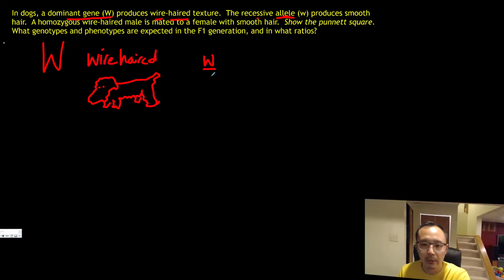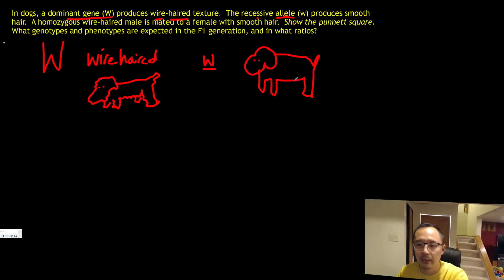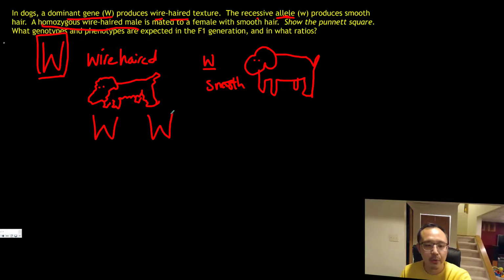I always underline my lowercase just so I know, because w's can get very confusing. It produces a smooth hair dog. So here's my smooth hair dog. There's no fuzziness, it's just a smooth hair kind of dog. So this is my smooth. So then what's my information? A homozygous wire hair male. So now I know that it's a homozygous wire hair, and wire hair is dominant. So I'm going to have two uppercase letters of W.